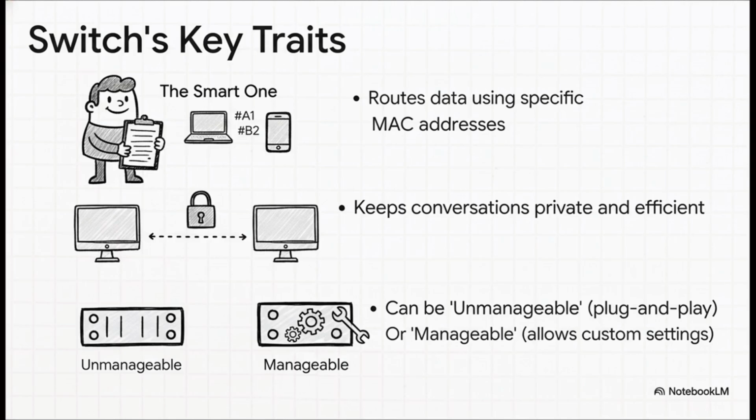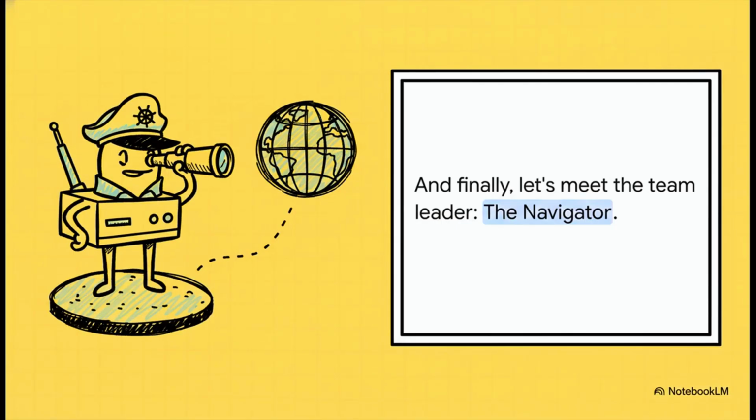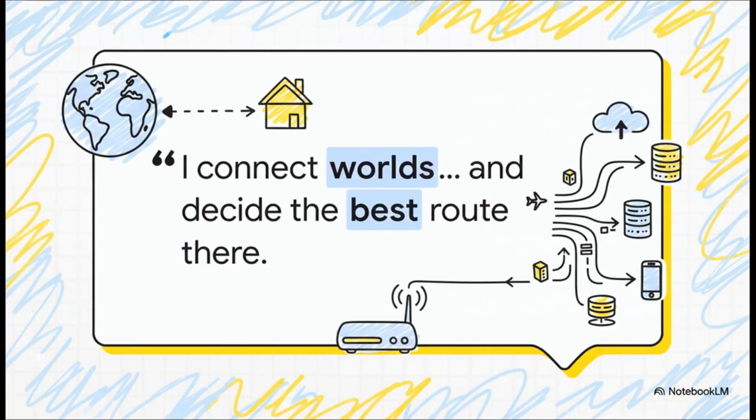Okay, but what happens when you need to send something to a device that isn't on your local network, like, the rest of the world? Well, for that, you've got to call in the team leader, the one who sees the big picture. This really is the big job. A router is like a master travel agent for all your data. It's the device that connects your own private little network to the huge public world of the internet.